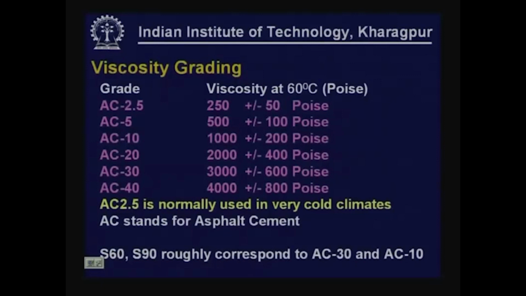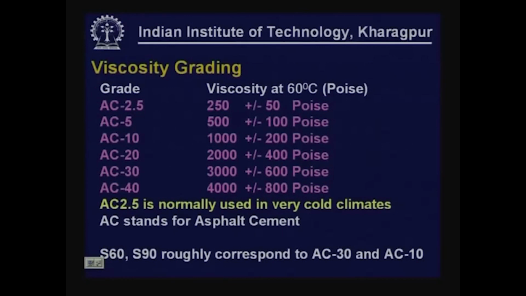Viscosity grading is on the basis of viscosity measured at 60 degree centigrade. There are various viscosity grades that are available: AC 2.5, AC 5, AC 10, AC 20. In India we still do not use viscosity grading; what we use is penetration grading.